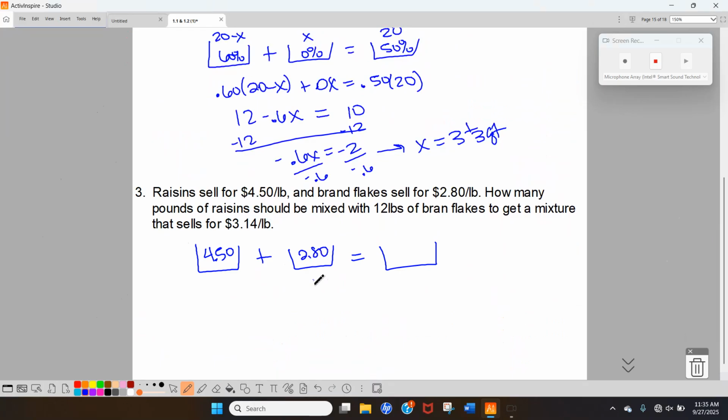How many pounds of raisins should be mixed with 12 pounds of bran flakes if we want a mixture that's $3.14 a pound? So this would be x plus 12. If I take these two and dump them into here, that's how much is there. So we're letting x equal the number of pounds of raisins. And when we solve for x, we will know how many pounds of raisins.